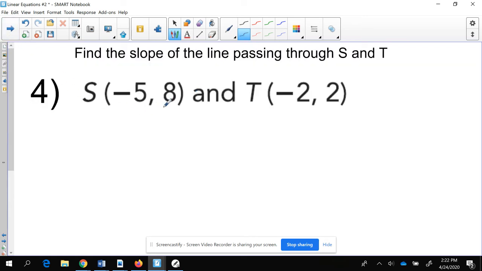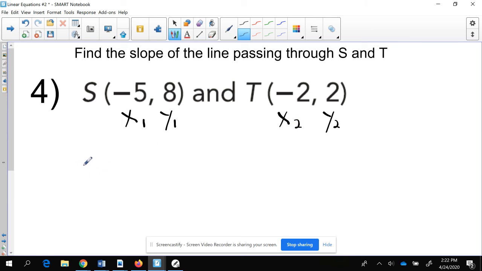We have negative 5 and 8 and negative 2 and 2. We have to find the slope of the line passing through S and T. So we're going to label this x1, label this y1. And I would like you guys to maybe stop right now. Maybe you want to pause it and I want to see if you can solve this one on your own. That's going to be the best way to determine, do you understand this or not, is to solve this right now on your own.